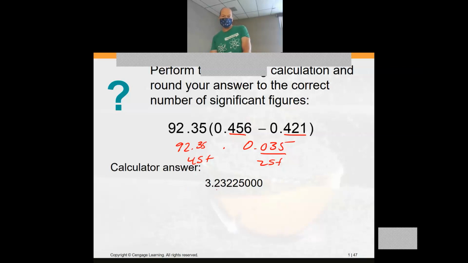And so here's what your calculator says, but you can only give that to 2 sig figs. Since that number is less than 5, you simply get rid of those, and your answer is 3.2.